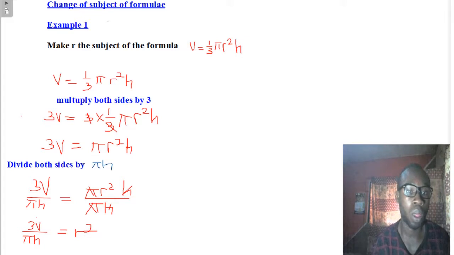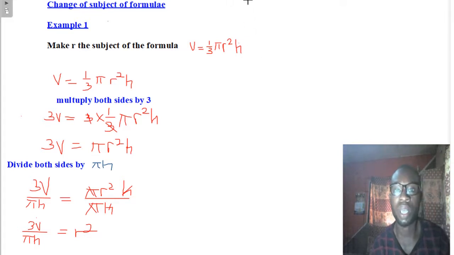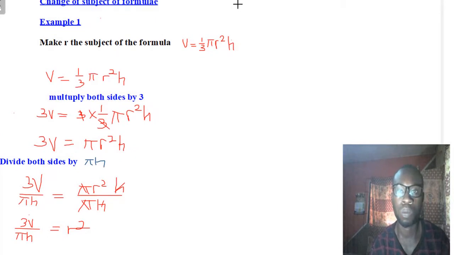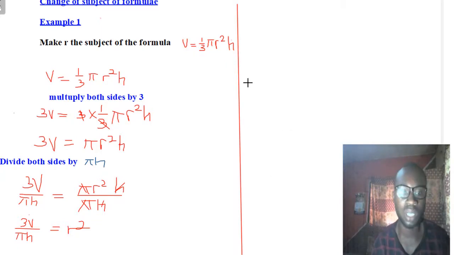So now, having done that, let's manage this space for the next step. So that means that we have r square is equal to 3v all over pi h.